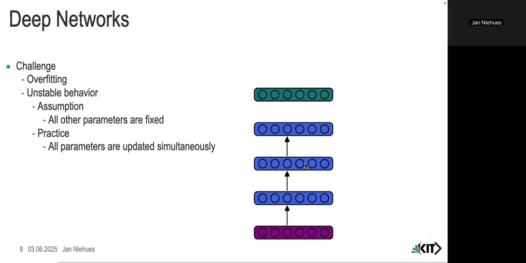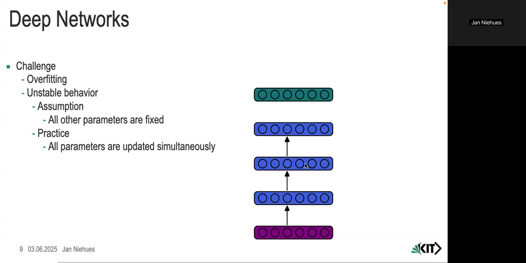Because if you think about it, if you do the backpropagation and you change one weight, you're changing it in the direction to make your error lower. But the assumption is, of course, that all the other parameters will stay the same. It's the direction given that all the other parameters are the same.